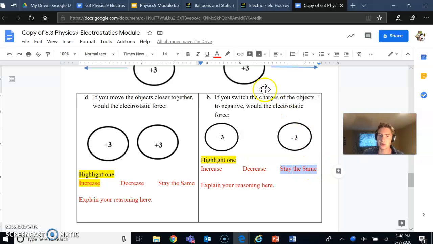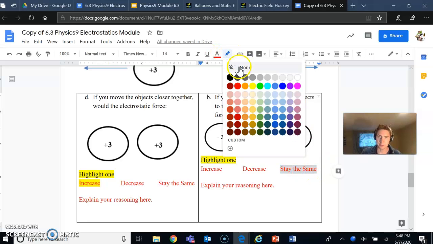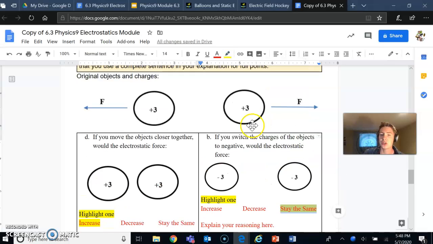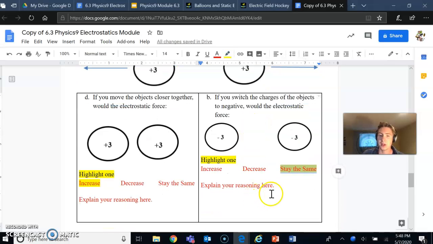They're not actually going to change because we're not changing the distance and we're not changing the force that stands between them. So you can talk about that right here, how likes always repel. Now if we had one that was positive and one that was negative, that would be a different story. Then they would be attracted to each other and the force would change. But for here, we know that they're going to stay the same.